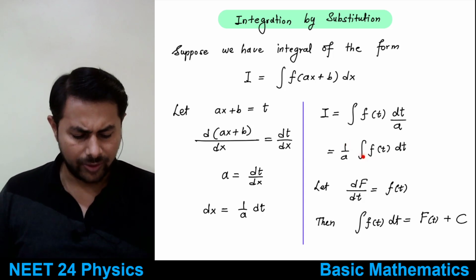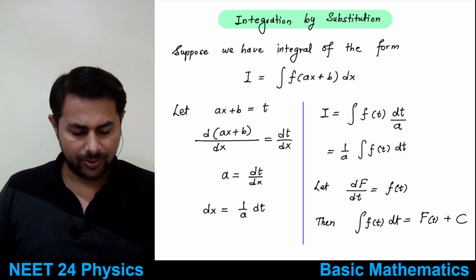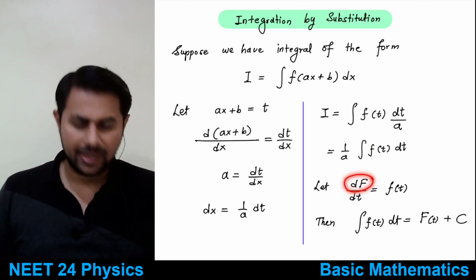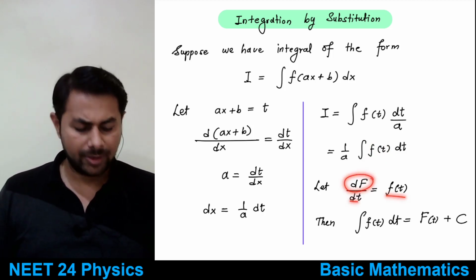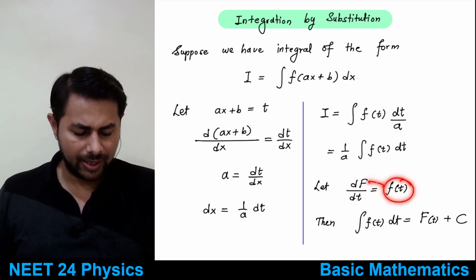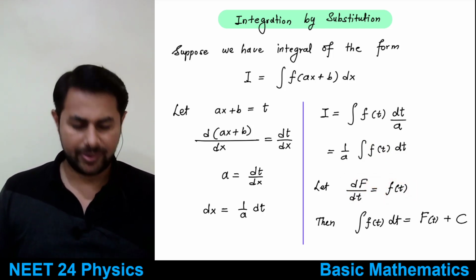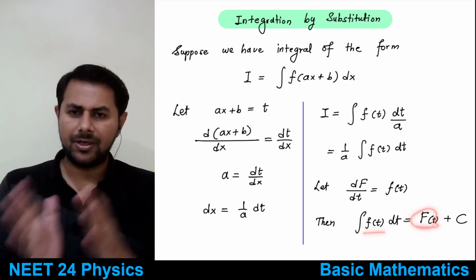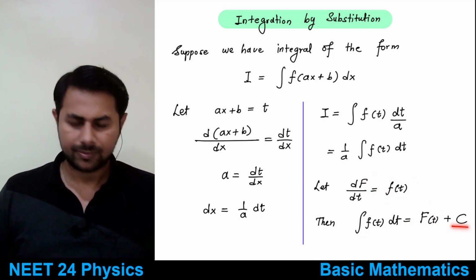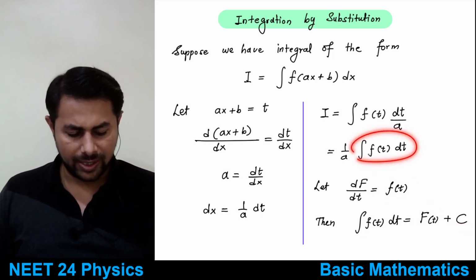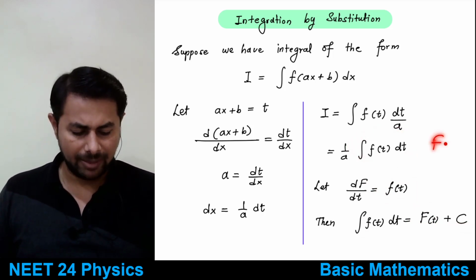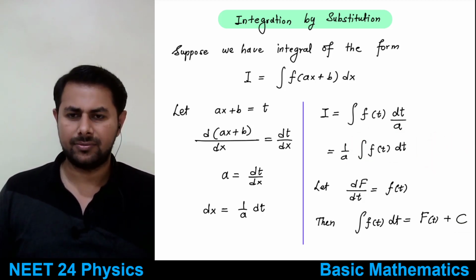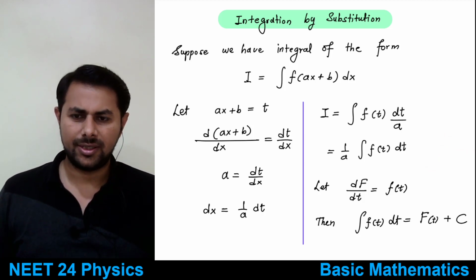Now what is this integration? If f of t is the derivative of something, so if capital F by dt is equal to f of t, then the integration of f of t will give you this capital F. So the integration of f of t gives you capital F of t plus c. So the integration of this thing will be capital F plus some constant, but this thing will be divided by a. This thing is clear? Yes, no?